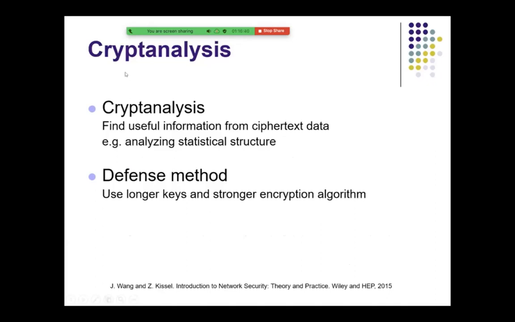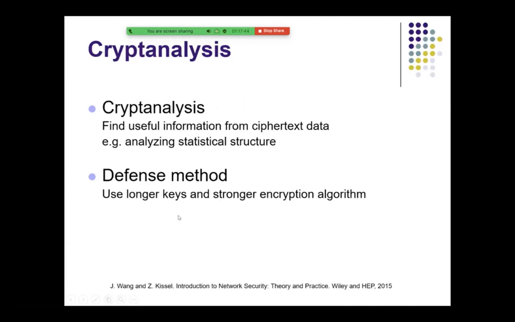The next attack is cryptanalysis. So this attack is targeted at the underlying encryption algorithms and key generation algorithms and management. The purpose of cryptanalysis is to find useful information from encrypted data. For instance, one of the analyses would be to find out if the encrypted data has any statistical structure, because that statistical structure may reflect the same structure of the original plain text. Hence, a mapping could be made.